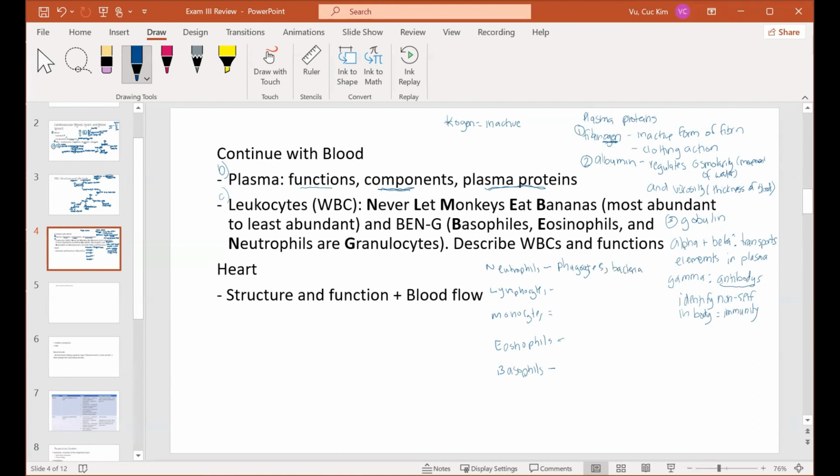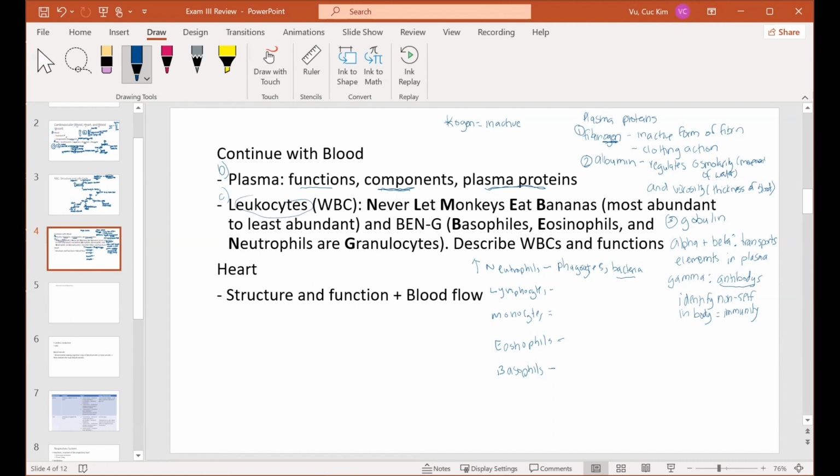So if you have bacteria in your body, you will start to see an increased level of neutrophils. Remember, leukocytes are supposed to be less than 1%. So if I see a lot of neutrophils in the body, that means that that person has some type of bacterial infection going on. Okay, so I want you to do the same for lymphocytes, monocytes, eosinophils, and basophils.